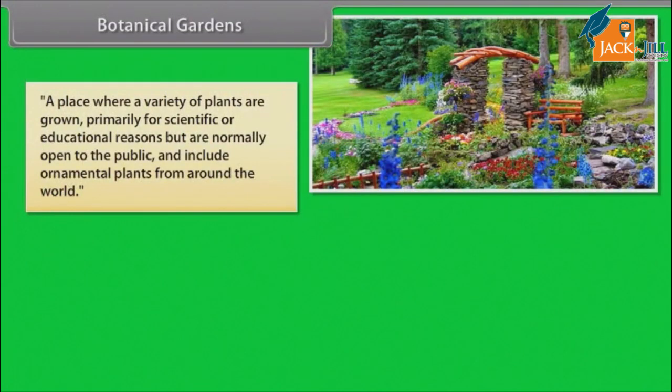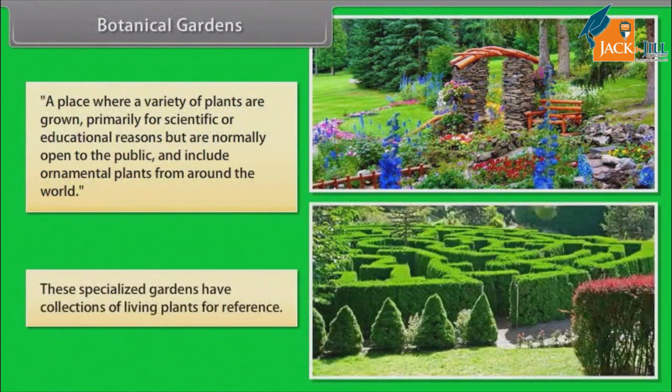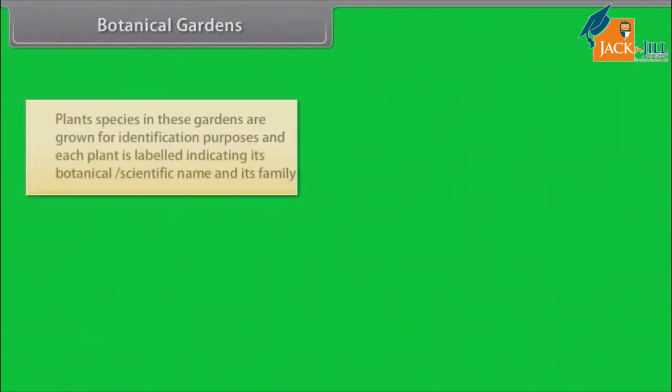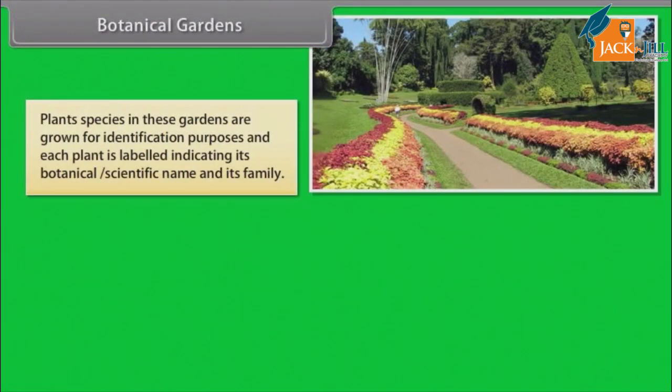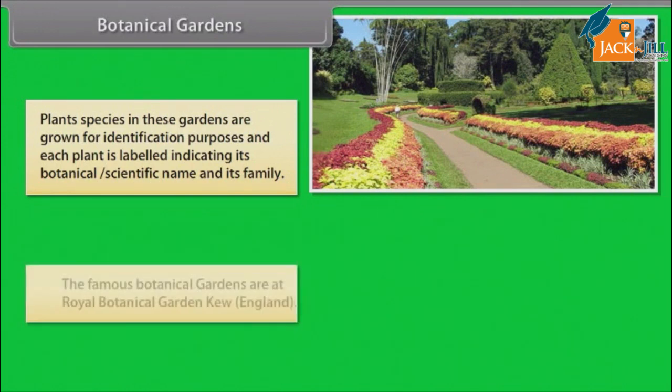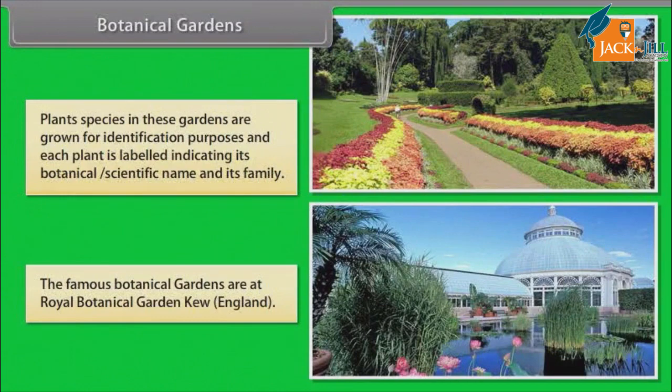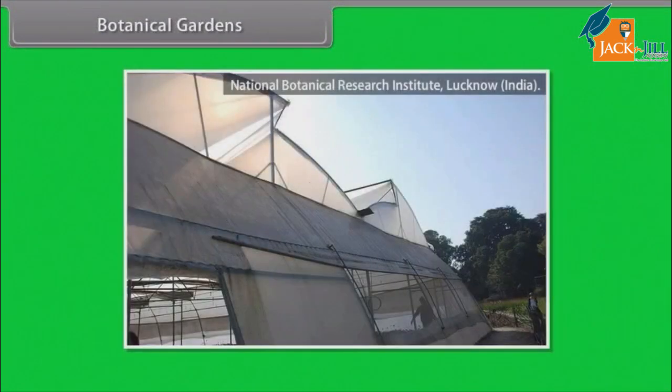Botanical gardens: a place where a variety of plants are grown, primarily for scientific or educational reasons, but are normally open to the public and include ornamental plants from around the world. These specialized gardens have collections of living plants for reference. Plant species in these gardens are grown for identification purposes, and each plant is labeled indicating its botanical scientific name and its family. The famous botanical gardens are the Royal Botanical Garden, Kew, England, and the famous Indian Botanical Research Institute, Lucknow, India.